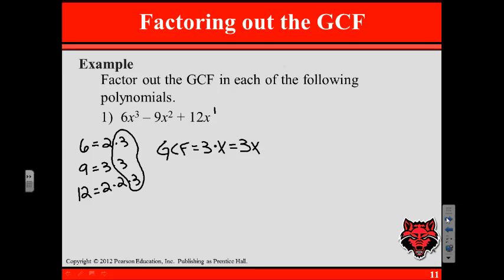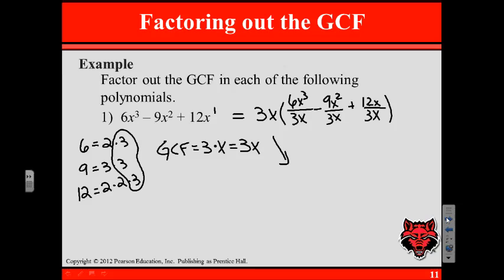Once we find the GCF, this is how we rewrite the polynomial. We write the GCF on the outside, and then we're going to take every term inside the polynomial and divide it by the GCF. That will give us the resulting polynomial. Basically, when we factor out a term, we have to divide every piece by that factor to get the resulting polynomial. So this becomes 6x cubed over 3x minus 9x squared over 3x plus 12x over 3x. And as you do more and more examples, you'll be really good at doing this in your head.